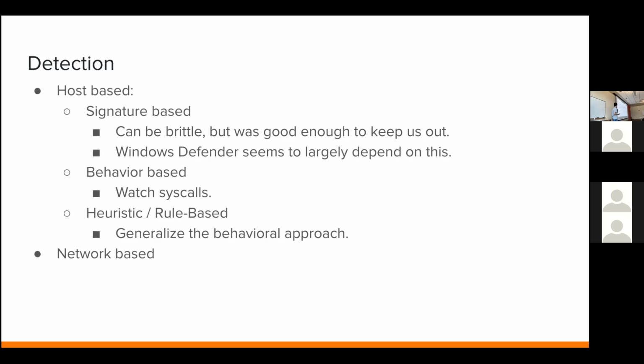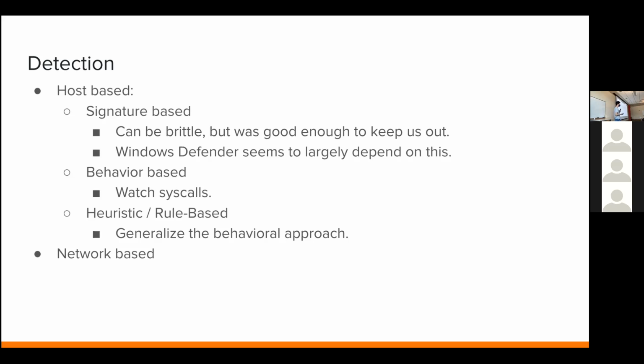The problem with signature based is while it was good enough to keep us out for this kind of initial basic attack, it's pretty brittle. We're going to get into that in a sec. There's plenty of ways that you can obfuscate files. The easiest thing to do in terms of obfuscation is getting around the signature based. The other ones are going to give you a lot more trouble. We'll get into that in a sec.